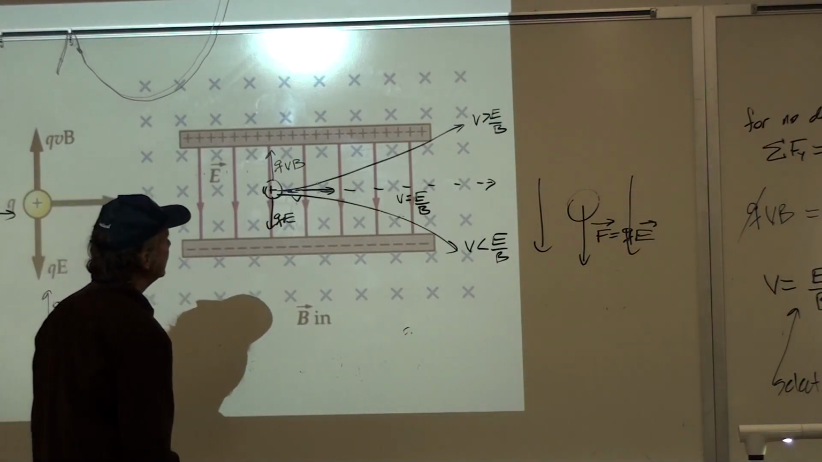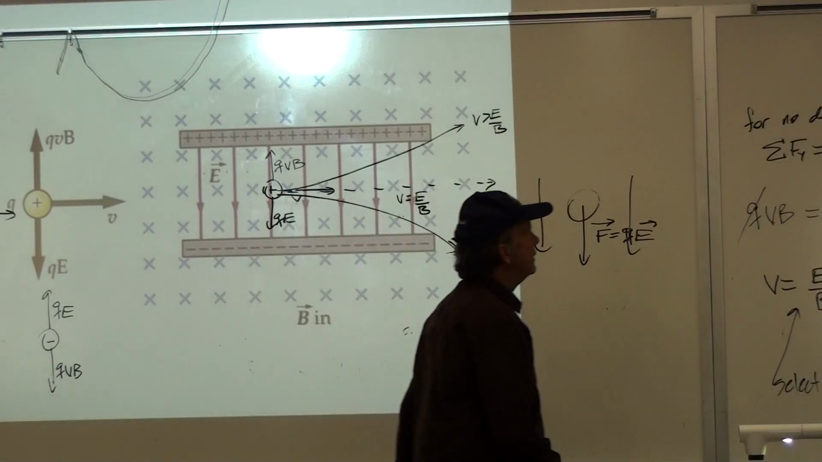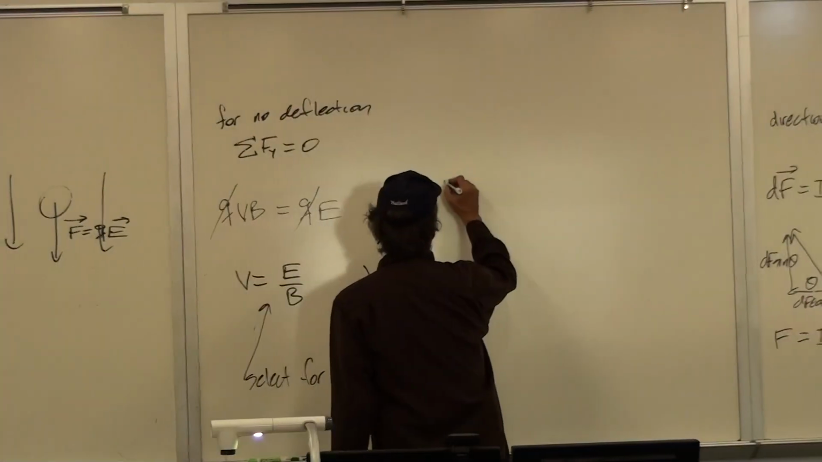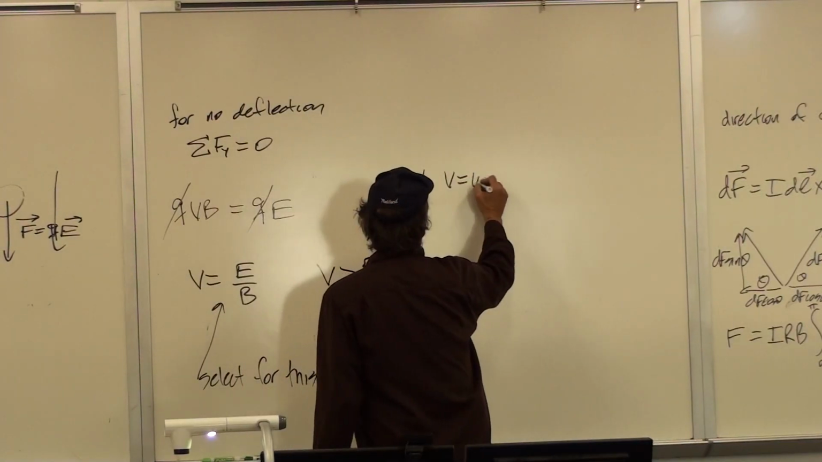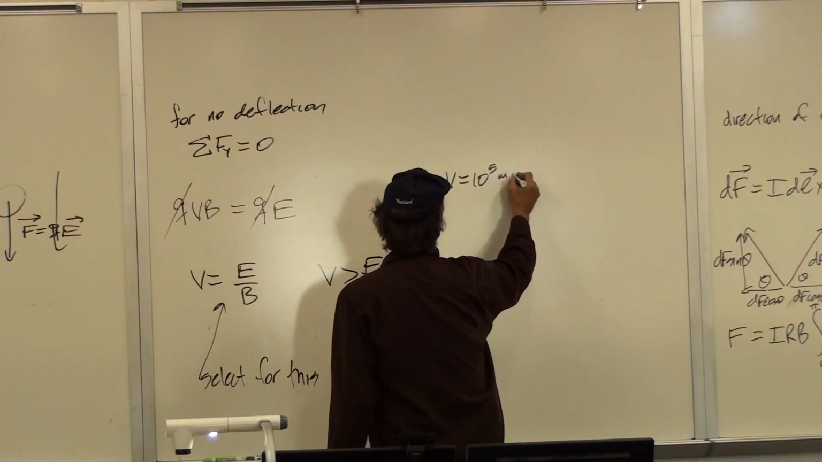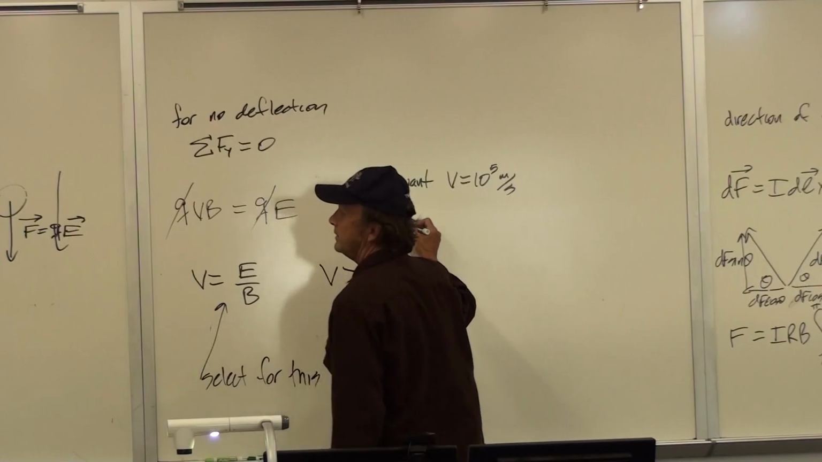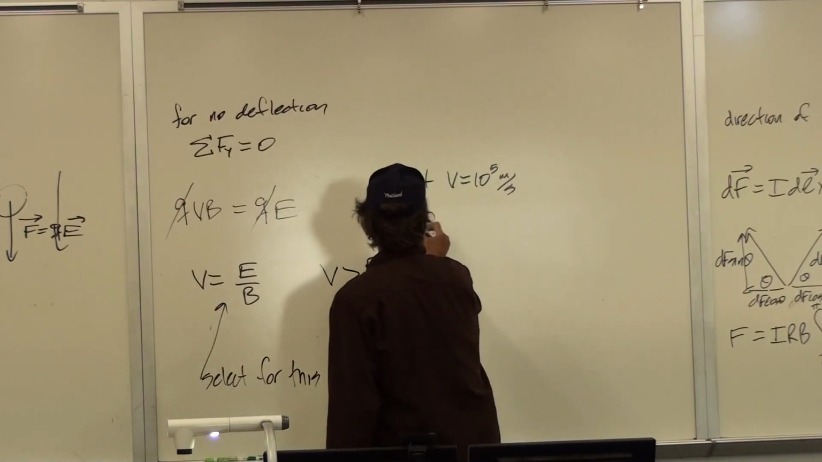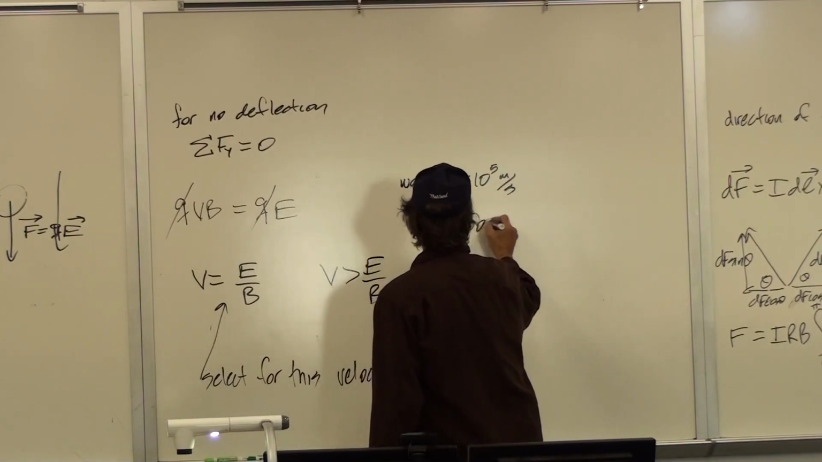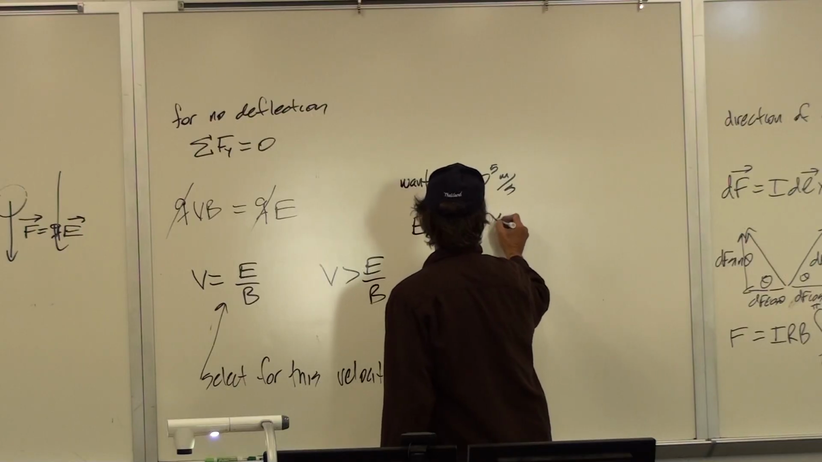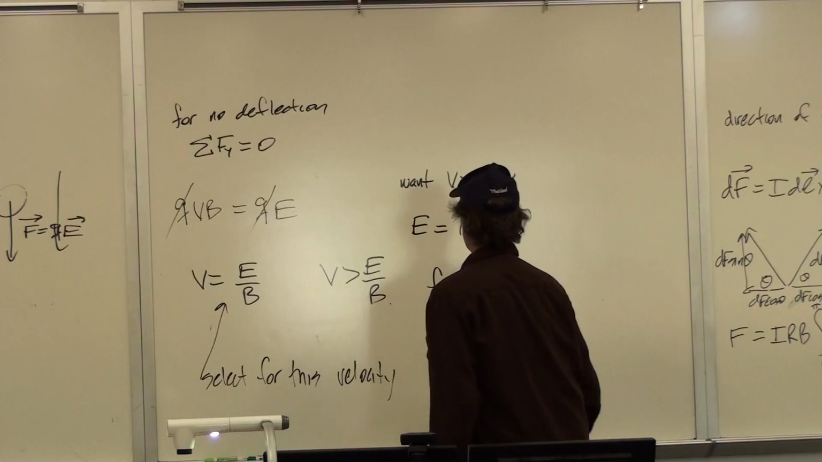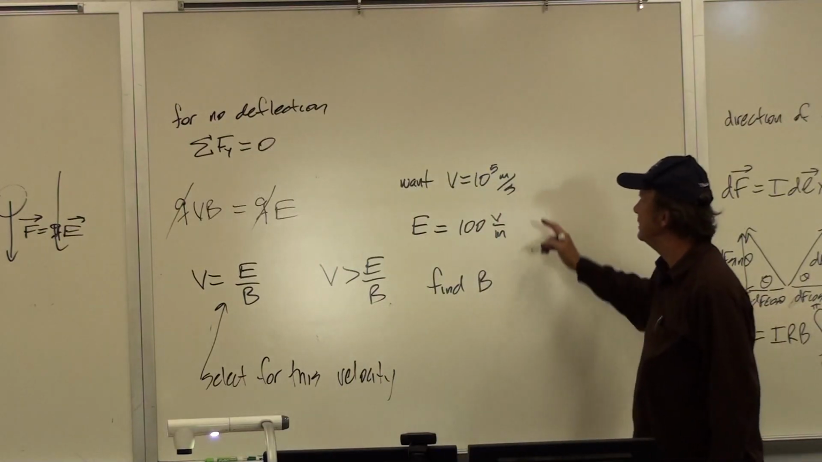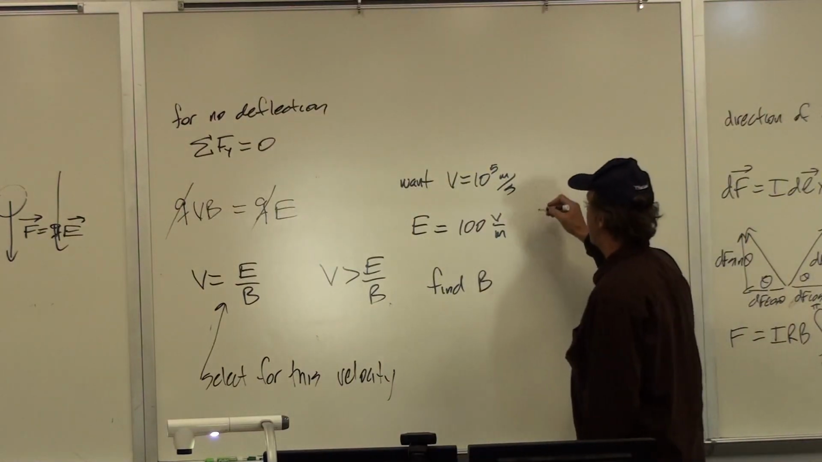Okay, so let's say that you're selecting for velocities around 10 to the 5 meters per second. And you have an electric field already that's equal to 100 volts per meter. Let's find B. What magnetic field would we need to select for this velocity?